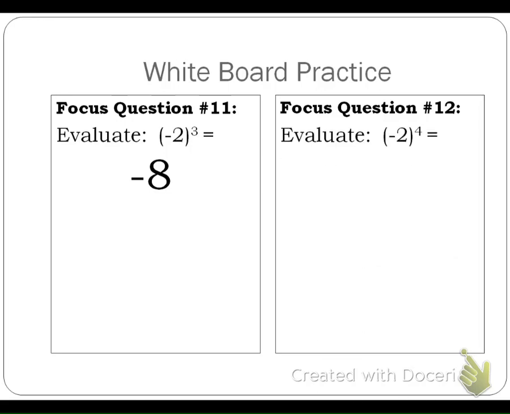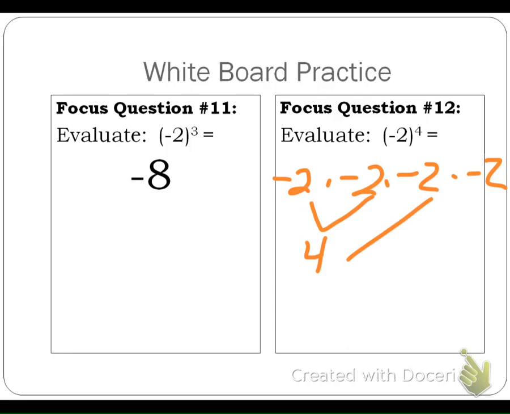Here we have (-2) to the 4th power. If you write it out in expanded form, this is -2 times -2 times -2 times -2. Let's see how the answer would be different besides the numeric value. 2 times 2 is 4, 4 times 2 is 8, 8 times 2 is 16.